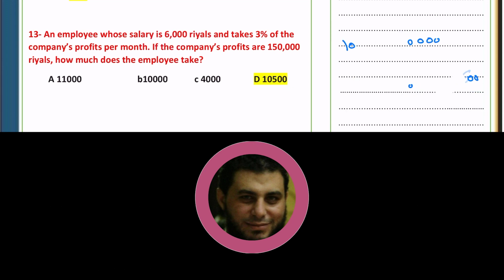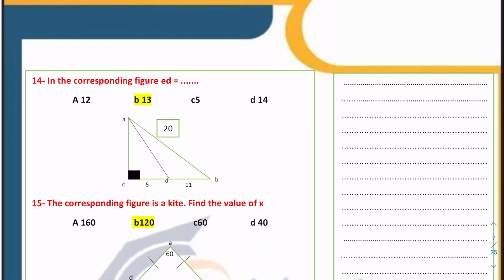Now let's take the next question, which is find ED. Okay, I will change the color for ED so you can see it. Remember the special triangles, 3, 4, and 5. Multiply by 2: 6, 8, and 10. Multiply by 3: 9, 12, 15. Multiply by 4: 12, 16, 20. And 5, 12, 13. Let's see which triangle we will use here.